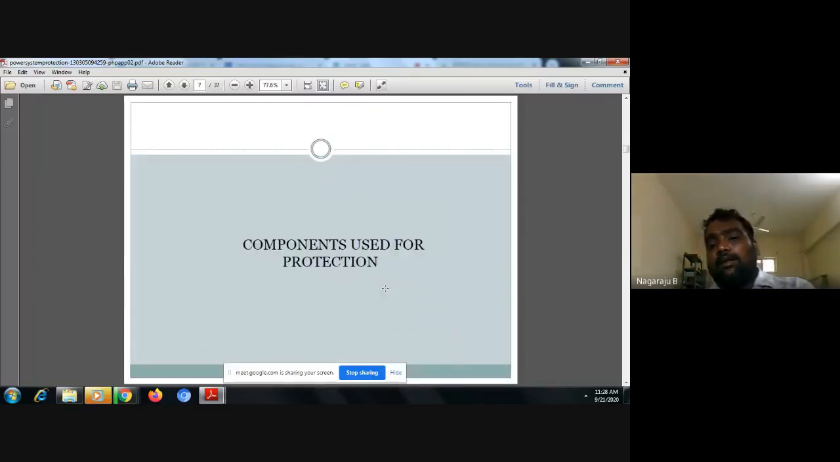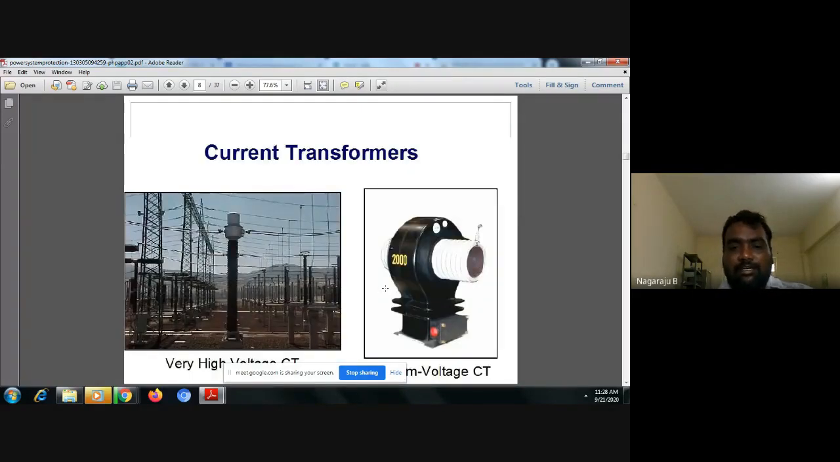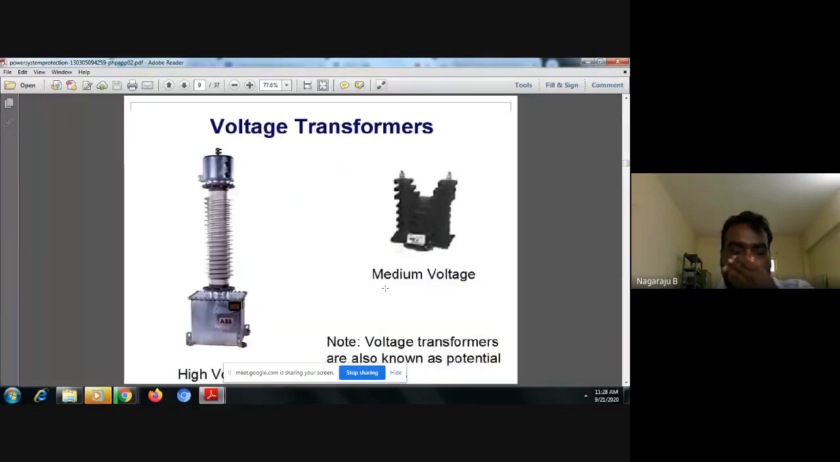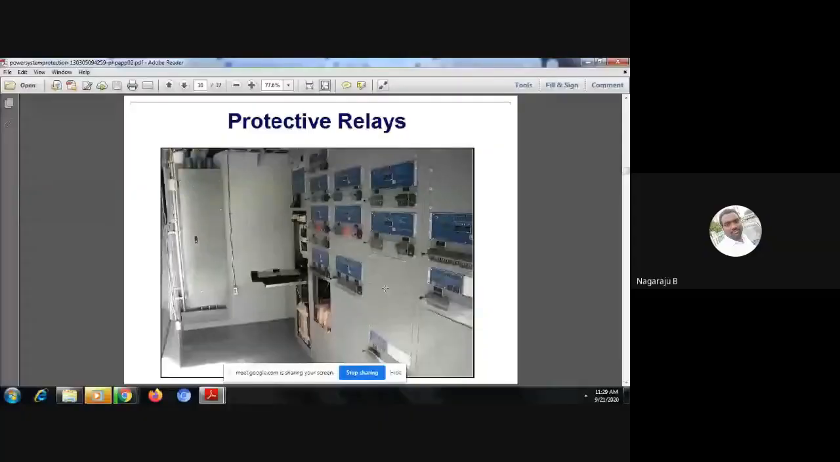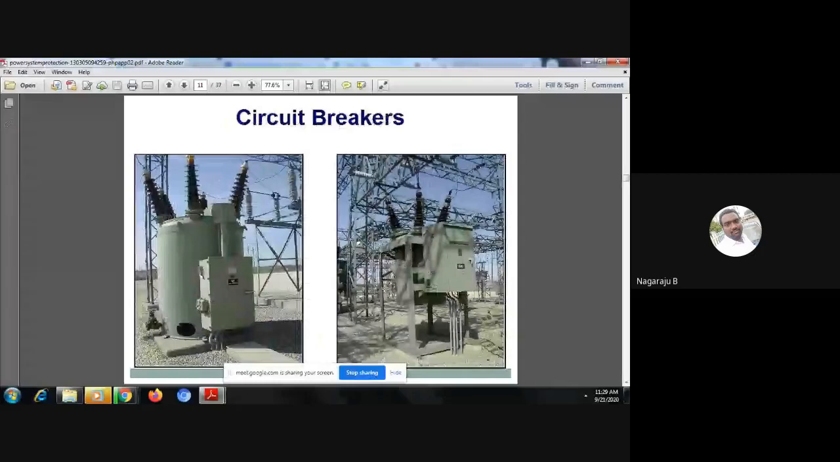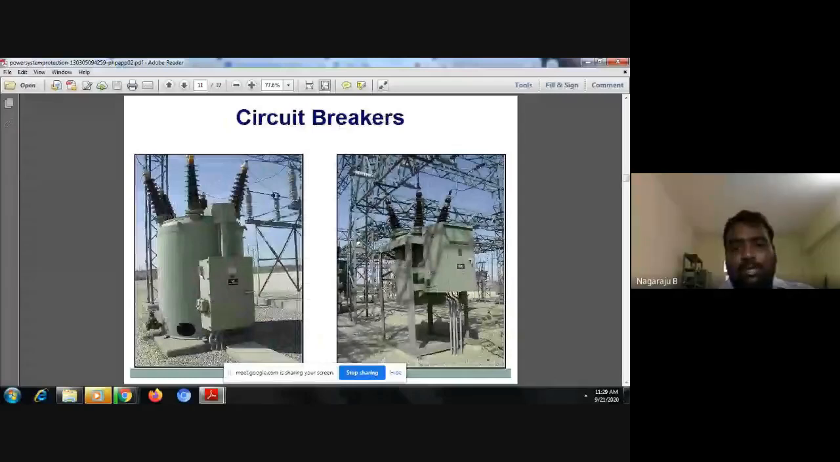And components used for the protection. CTs, current transformers, are like this. And VTs, voltage transformers, also called potential transformers. Relay. This you all know, and then the circuit breaker. This is the circuit breaker. Here this is one distribution system. Here one distribution system is connected to one feeder.